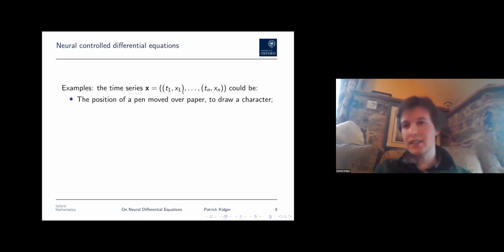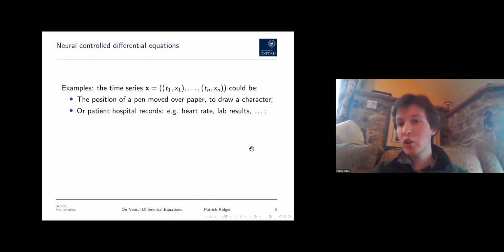Did they write the letter A? Did they write the letter B? Patient hospital records. This is an example I quite like, because you can imagine that you have some collection of observations that says a patient had a heart rate this at this time, lab result something else at some other time, and so on. And you end up with this irregular time series that you want to work with.